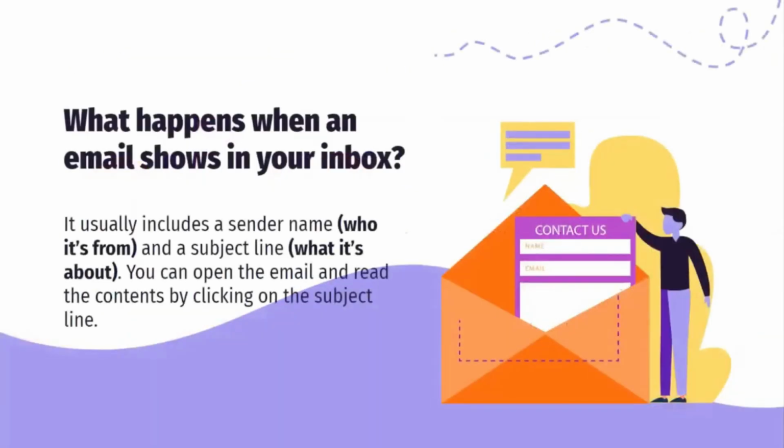What happens when an email shows in your inbox? It usually includes a sender name, the person who it is from, and also a subject line. What is the message about? You can open the email and read the content by clicking on the subject line. That is usually the simplest way.